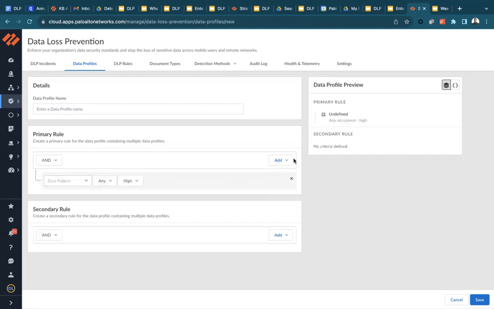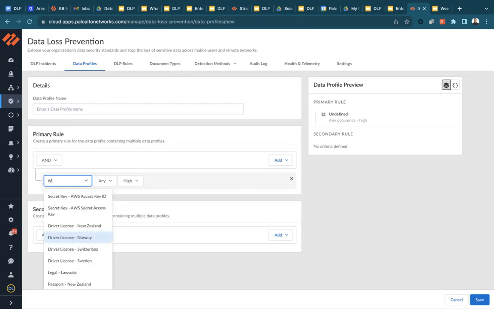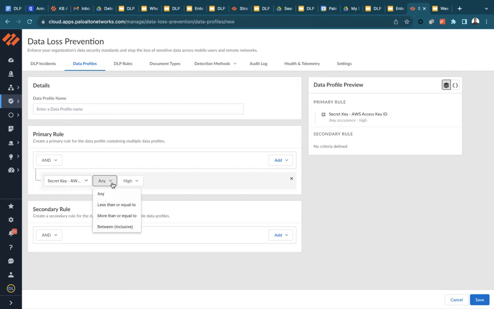Data patterns. This is everything that we saw within the detection methods data pattern option. So you choose any of those that we saw here, right? Like, for example, AWS secret key. And then you have a lot more tuning that you can use over here. For example, you can detect a minor breach versus a major breach, and say that more than 5 secret keys is a major breach. So you could say more than or equal to 5.